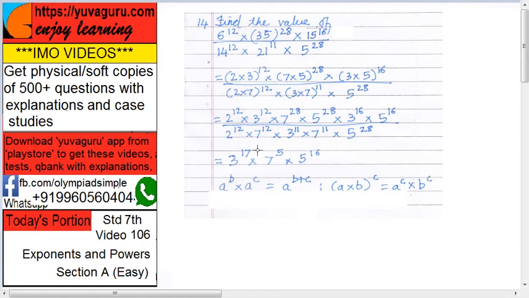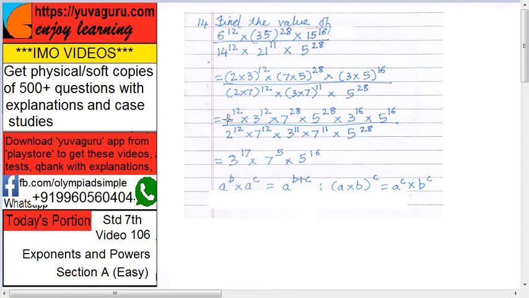Now what is the law of indices? A into B raised to C equals A raised to C into B raised to C. Right? See here. So our problem becomes 2 raised to 12 into 3 raised to 12 into 7 raised to 28 into 5 raised to 28 into 3 raised to 16 into 5 raised to 16 upon 2 raised to 12 into 7 raised to 12 into 3 raised to 11 into 7 raised to 11 into 5 raised to 28. Now you get the bases in the numerator as well as the denominator.